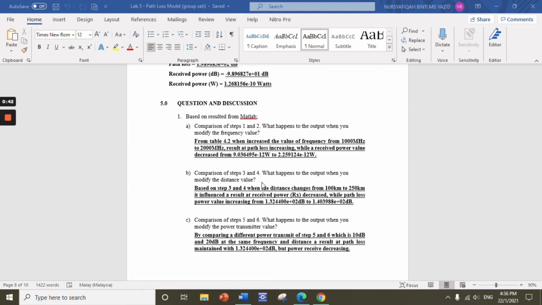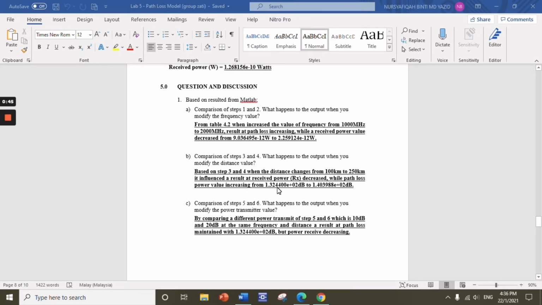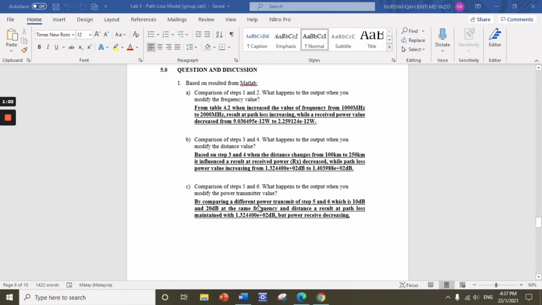Comparing step 3 and 4, when the distance changes from 100 km to 250 km, it influences the received power Rx to decrease. Then the path loss value increases from 1.32 dB to 1.4 dB. And last, comparing step 5 and 6, with different power transmit of 10 dB and 20 dB at the same frequency and distance, the path loss is maintained at 1.32, but the power received is decreased.